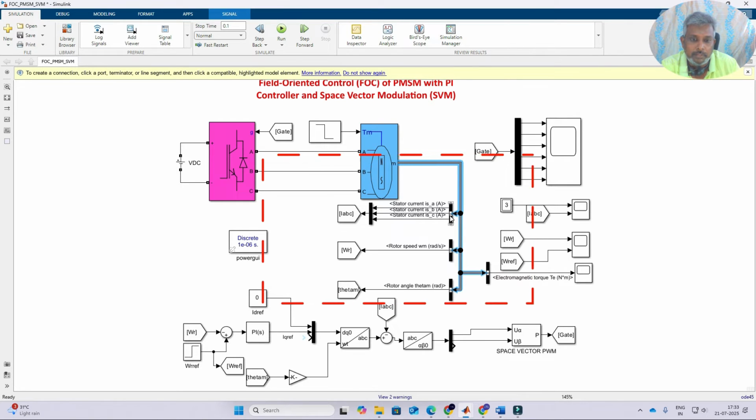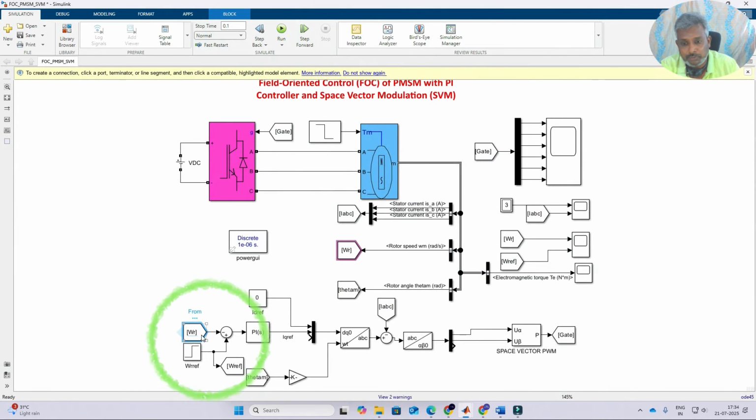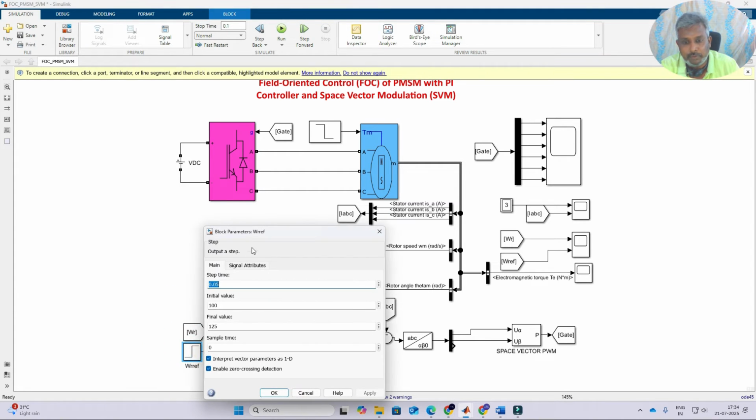Here we are measuring the stator currents IA, IB, IC, the rotor speed omega r, and the mechanical rotor angle theta m. First you have to measure the actual speed, right? This actual speed should then be compared with the reference speed. So the reference speed we are having.